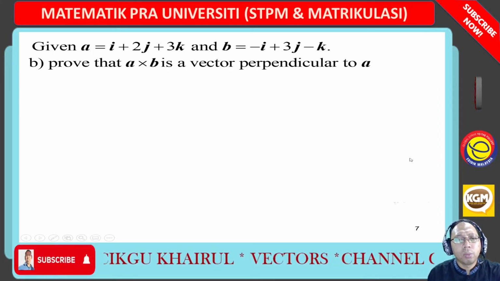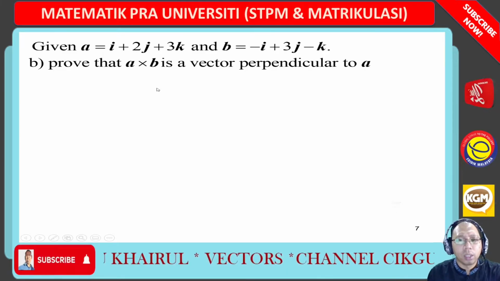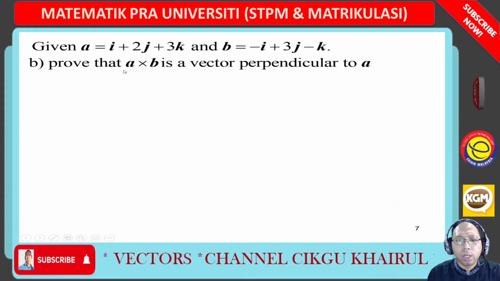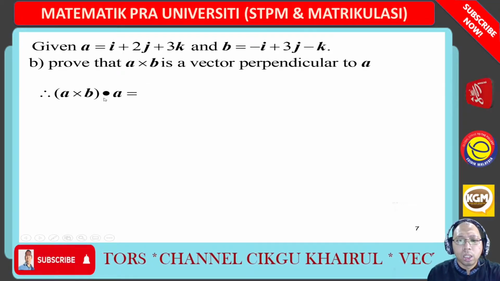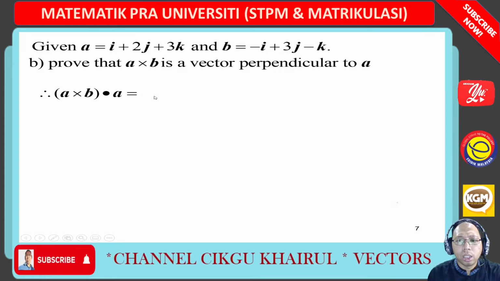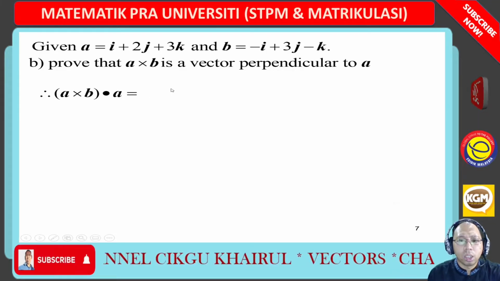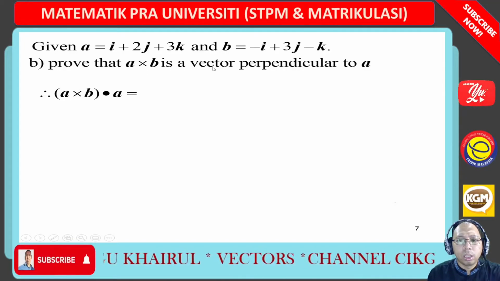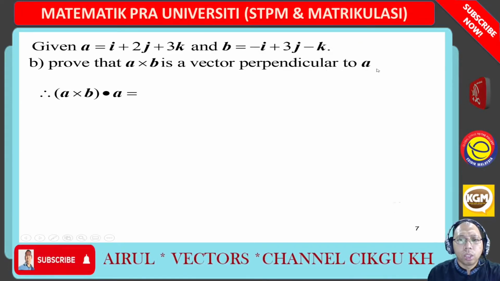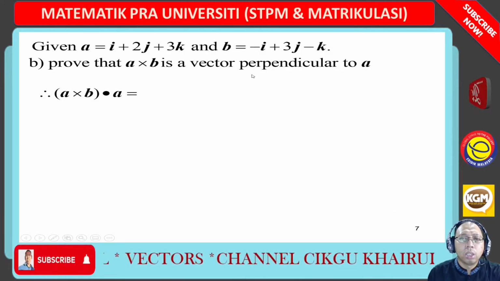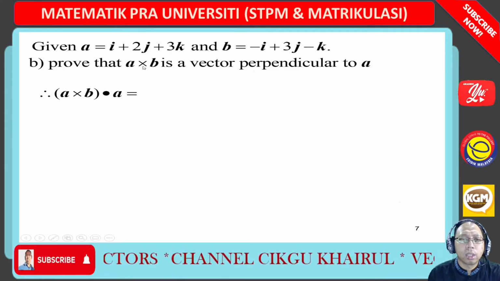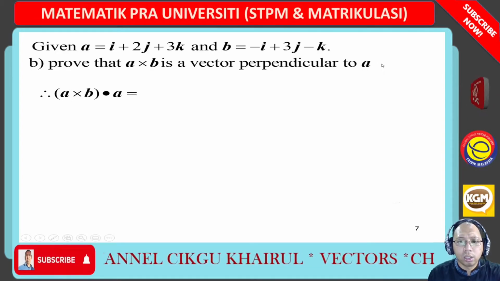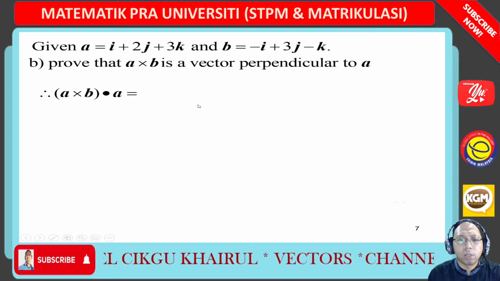Prove that A cross B is a vector perpendicular to A. Okay, now we have to show A cross B. We just find in equation A cross B dot A equal to 0, because we want to show that A cross B is a vector perpendicular to A. So for perpendicular, we need to use the dot product. A cross B, one vector, dot vector A. Then we have to show that the result is equal to 0.